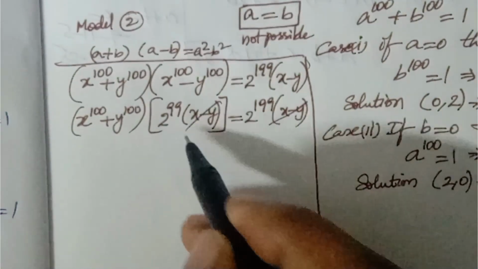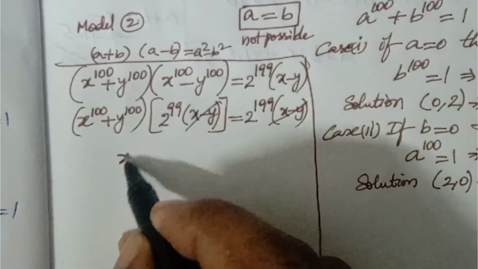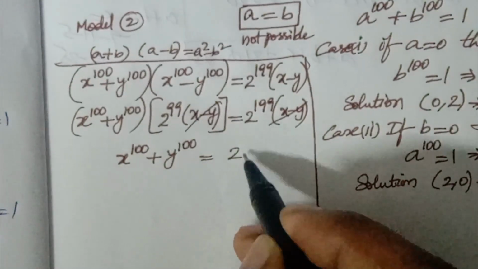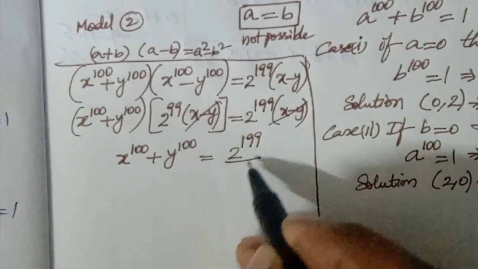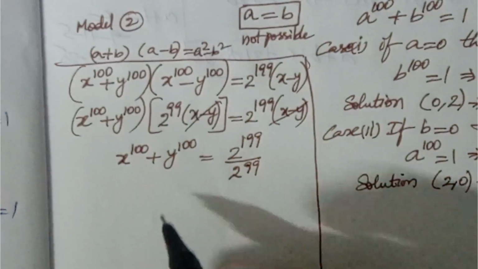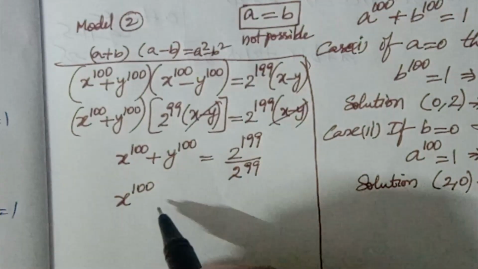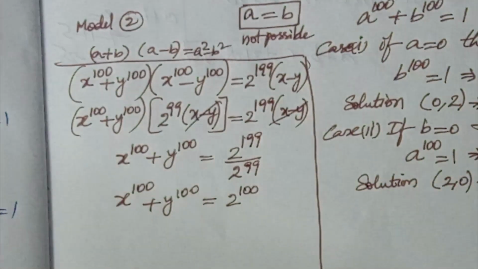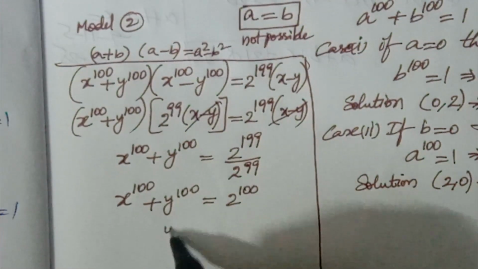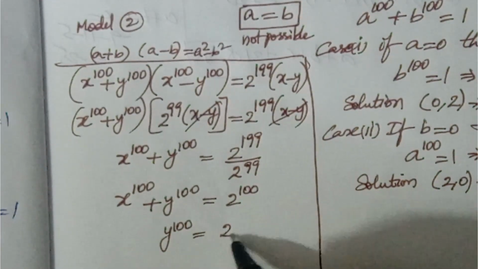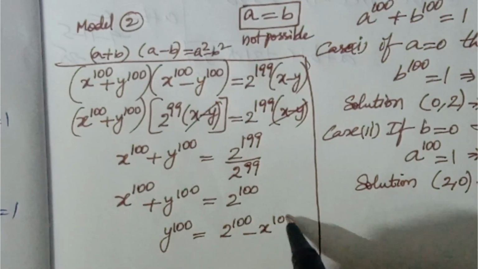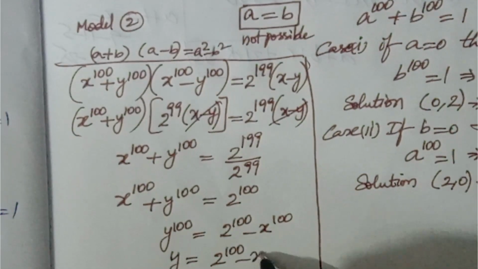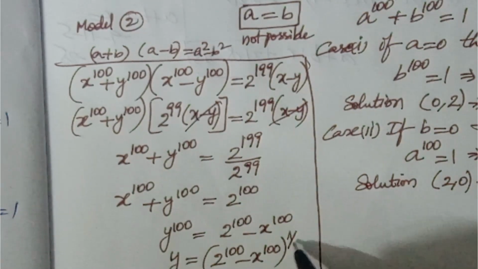So x to the power of 100 plus y to the power of 100, you know the value of x to the power of 100 minus y to the power of 100 is 2 power 99 into x minus y, equal to 2 to the power of 199 into x minus y. So here x minus y can cancel. x is not equal to y. x to the power of 100 plus y to the power of 100 is equal to 2 power 199 divided by 2 power 99. So here what we get, x to the power of 100 plus y to the power of 100 is equal to 2 power 100. Now y to the power of 100 is equal to 2 power 100 minus x power 100. y is equal to 2 power 100 minus x power 100, whole to the power of 1 by 100.